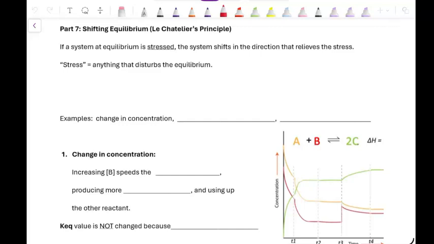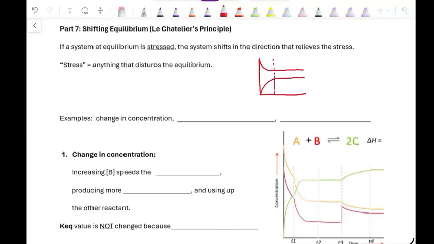So what do we mean? I've already said the word stress several times. What does it mean? A stress is anything that disturbs equilibrium. Okay. So, for example, if we have our equilibrium system and we've got our concentration of reactants and products that are maybe kind of like this, right? And so we've reached equilibrium where the two lines flatten out.